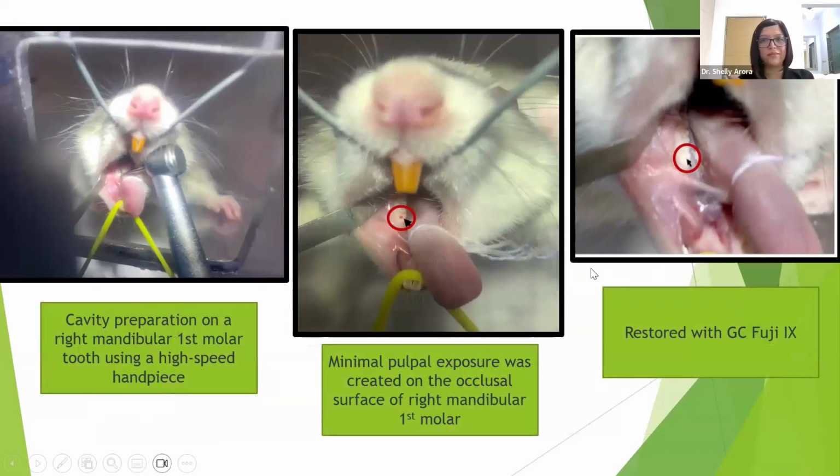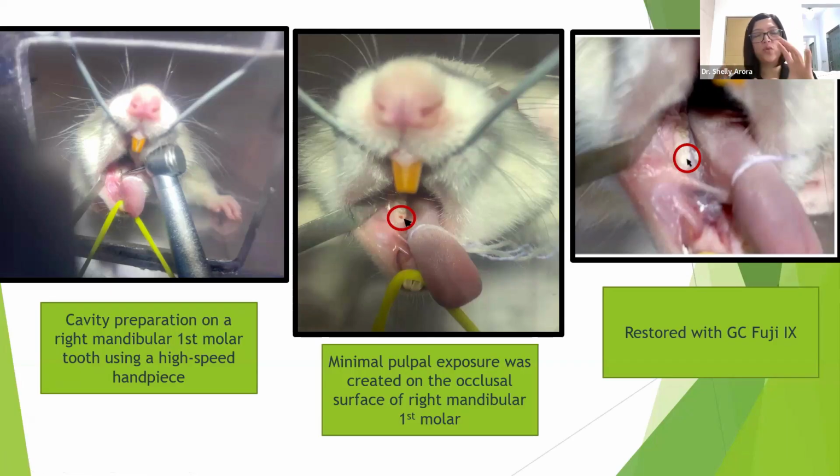Now it looks very simple, but this experiment is really, really difficult. First of all, there are the ethical issues, and working with rats is not easy. Their molar is 50 times smaller than our molar. So preparing those was really very challenging for me to do, but however, I did it. You can see here a small pulpotomy, a pulp exposure was done. So this is a pulp exposure, a minimal pulp exposure was created.